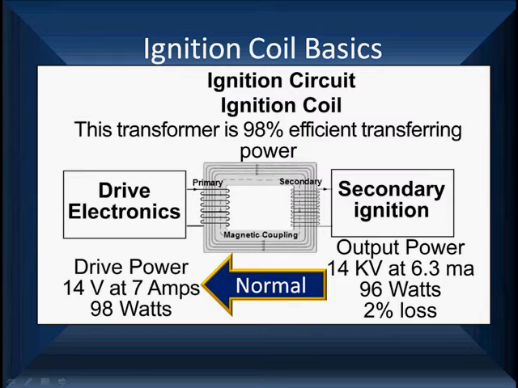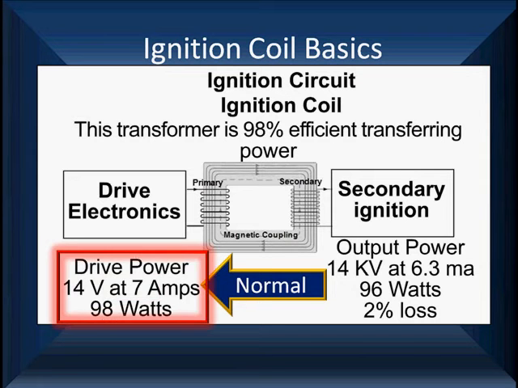Now the ignition coil is a transformer. It's a step-up transformer. It has a power rating. It's going to transfer power from the primary over to the secondary by using magnetic coupling. And it's 98% efficient, which means we have a 2% loss. And that's not unusual. But let's start by looking at the drive power. Drive power coming in is 14 volts at 7 amps. Now power is voltage times amps. So that gives us 98 watts.